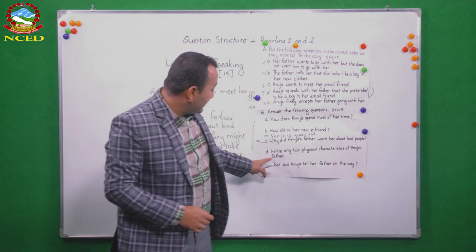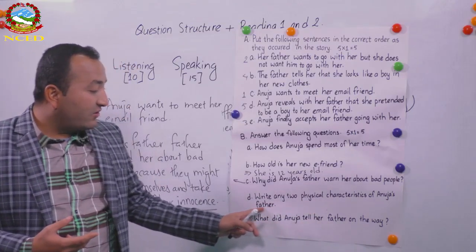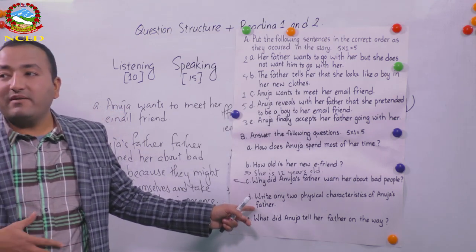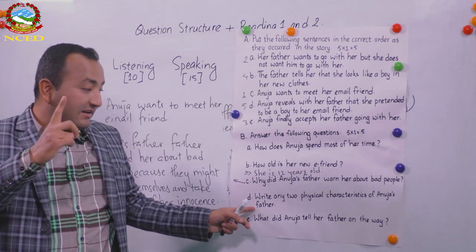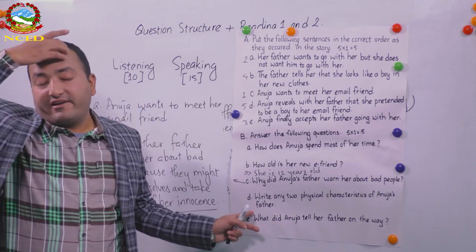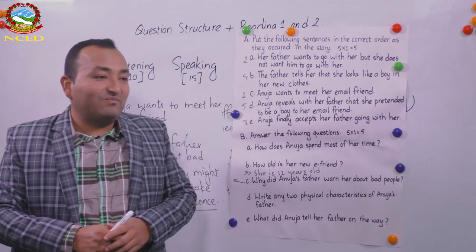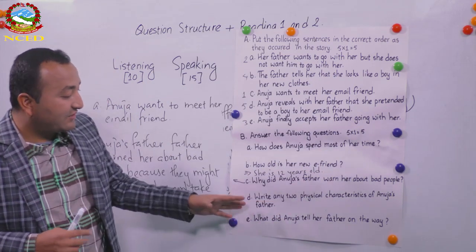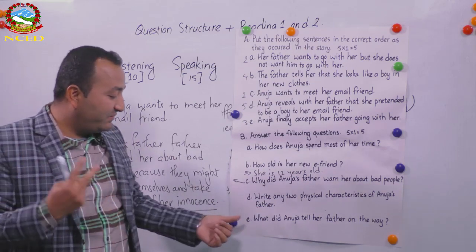And then there are other questions like, write any 2 physical characteristics of Anuja's father. You can simply find out in the story that Anuja's father has a big belly, big stomach, one physical characteristic, and the other one is he is bald-headed, or there is no hair on his head. You can write 2 sentences. The 2 physical characteristics of Anuja's father are, and then give the list, 2 points.